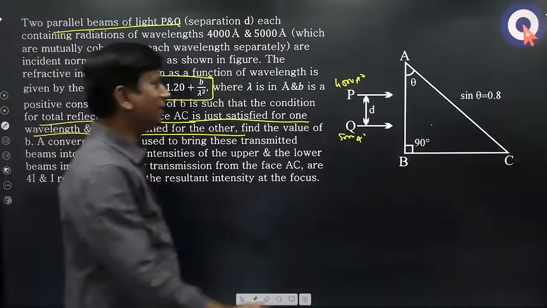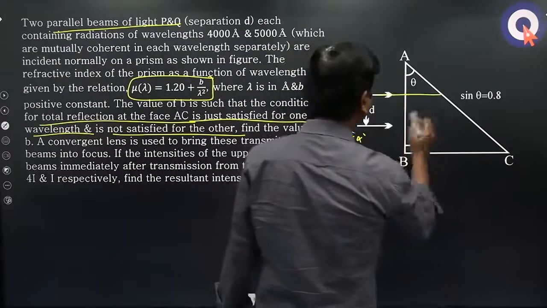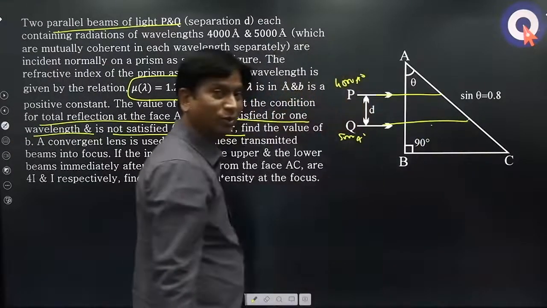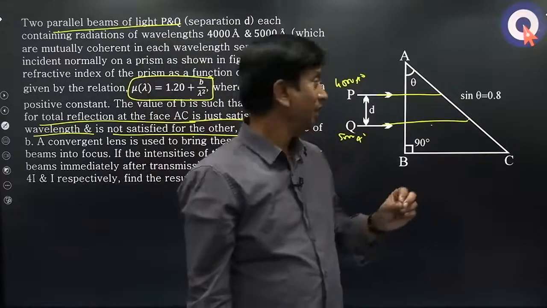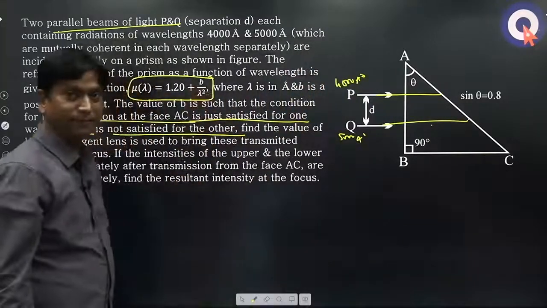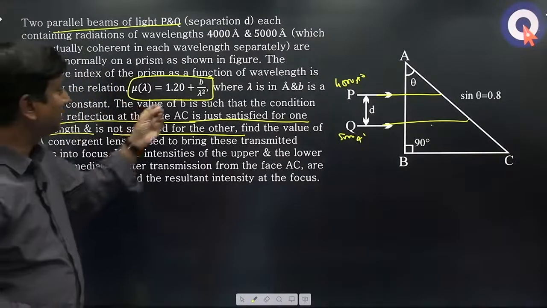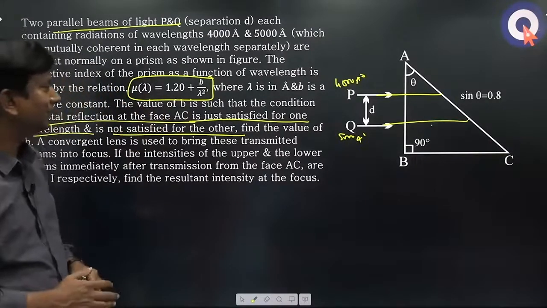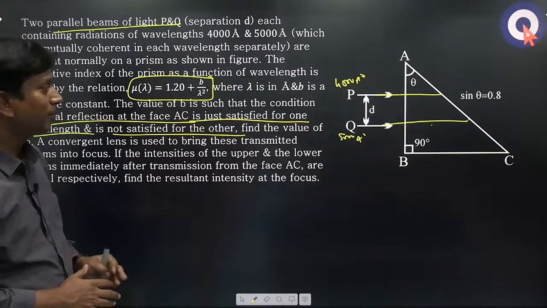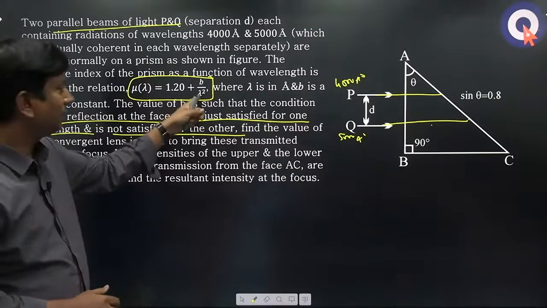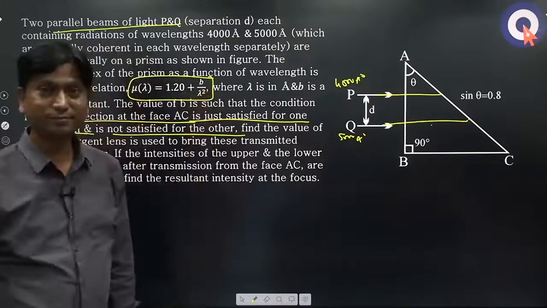See, two wavelengths are there. They'll pass. This one is going here, this one is going here. Out of these two, one will have a total internal reflection. Like that, the value of b is set. This one will become the critical angle. First of all, for which wavelength is nu more? Nu is more for lambda less. So for 4000, nu is more, right or not?